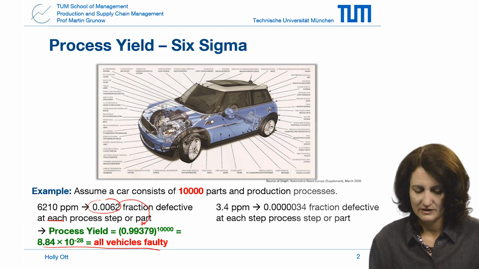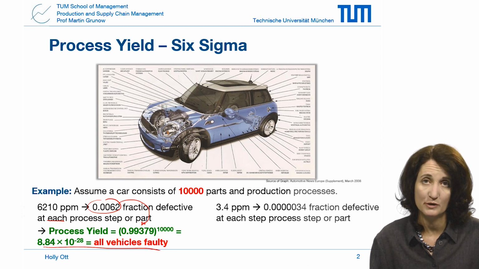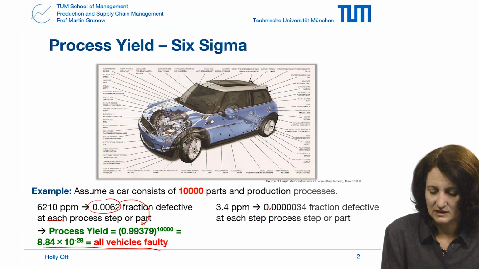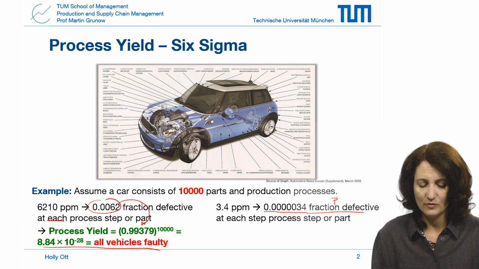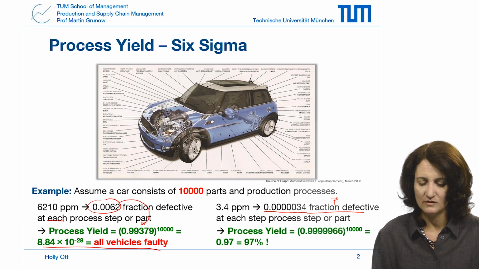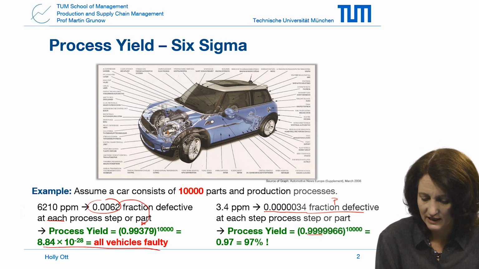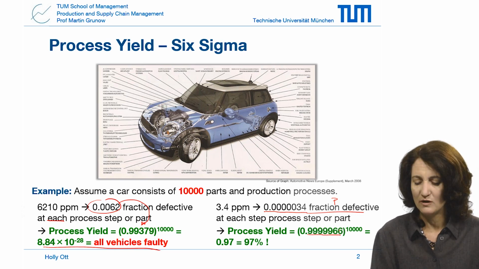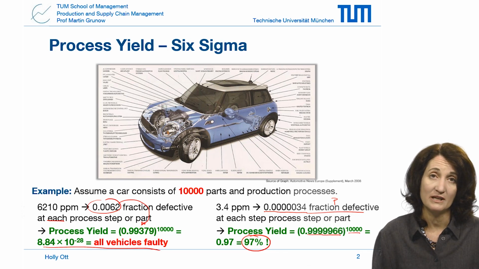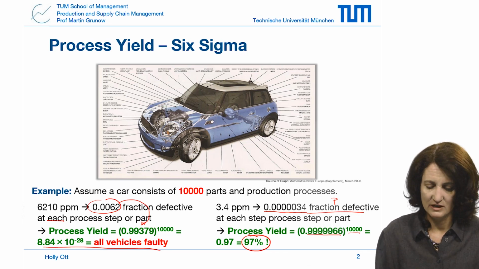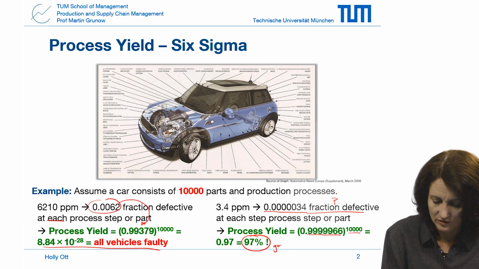On the other hand, if we have 3.4 parts per million, which translates into this 0.00000034 fraction defective at each process step or for each part, then the overall process yield, of course, is 1 minus P, so it's going to be the 0.9999966 to the power of n, 10,000, or as we saw before, 97% fault-free vehicles, good cars.